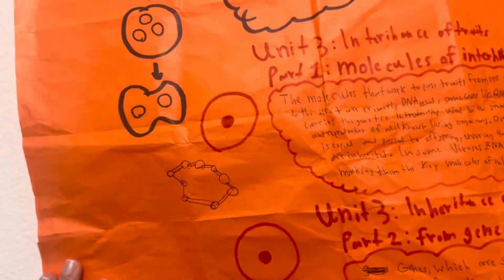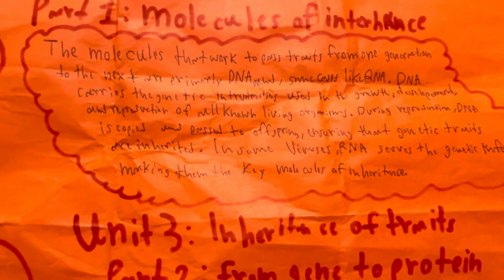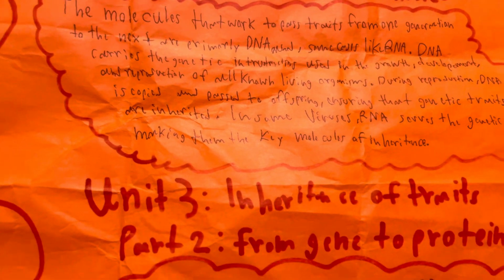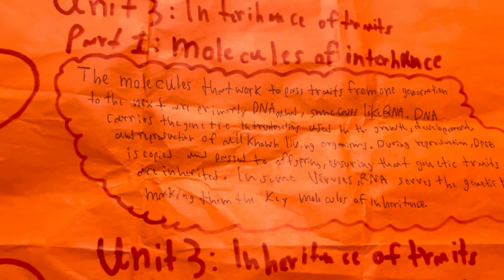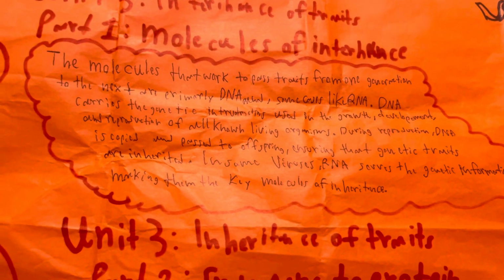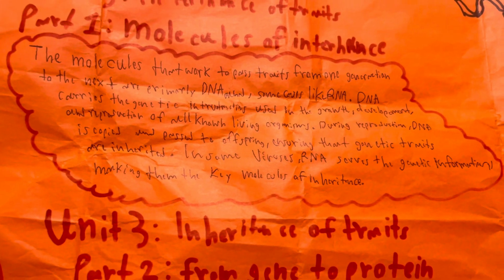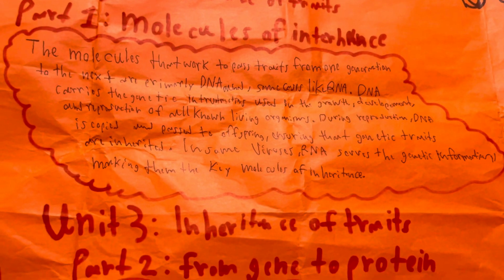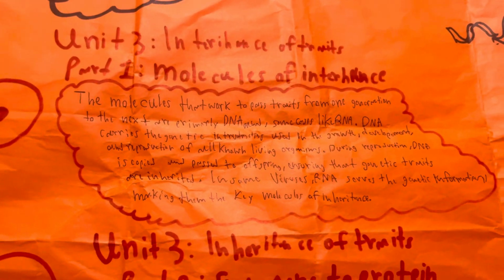For the first guiding question, what molecules work to pass traits from one generation to the next? From Unit 3, inheritance of traits, molecules of inheritance. The molecules that work to pass traits from one generation to the next are primarily DNA. DNA carries the genetic instructions used in the growth, development, and reproduction of all known living organisms. During reproduction, DNA is copied and passed to the offspring, ensuring that genetic traits are inherited. In some cases, like some viruses, RNA serves as the genetic information, making them the key molecules of inheritance.